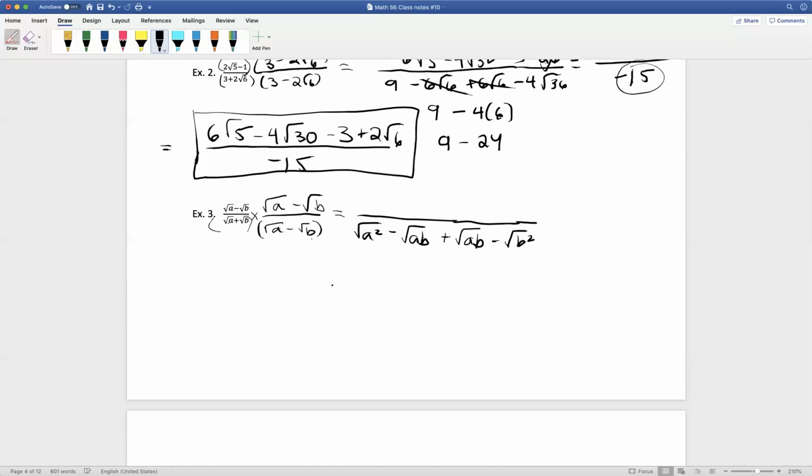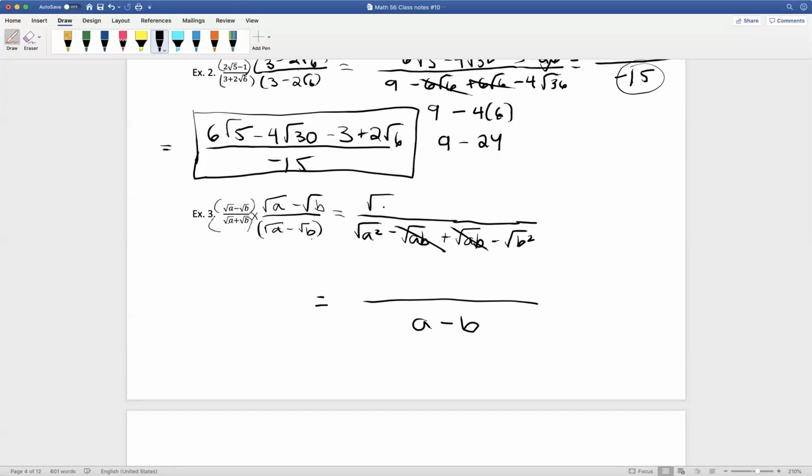Let's see what happens in the denominator. Well, these two cancel. The middle two terms will always cancel. Square root of a squared is a. Square root of b squared is b. Fantastic, we got rid of all the radicals in the denominator, which is exactly what we wanted. Now let's distribute into the numerator. Notice two terms by two terms, so we're going to do the same thing.